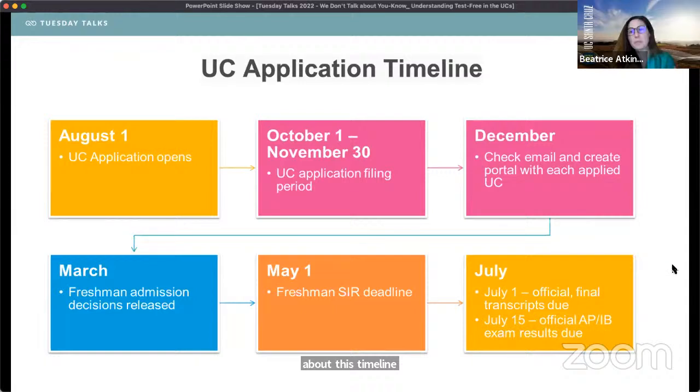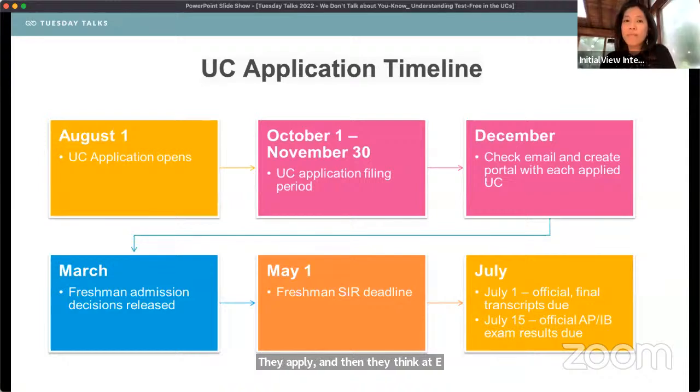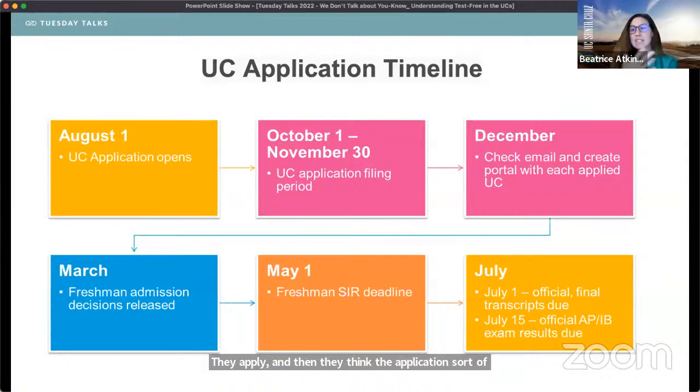Well, I'm going to jump in and talk a little bit about after you apply. I think for a lot of students, they apply and then think the application goes into a black hole and disappears entirely. What is happening after the actual filing deadline is a really important time to continue to always be checking your email and interacting with all of the different University of California campuses you applied to, because we're still sending you important information. We're still giving you important details.